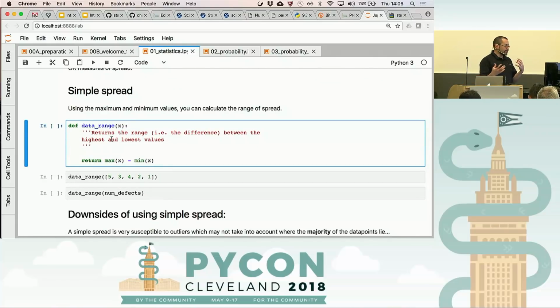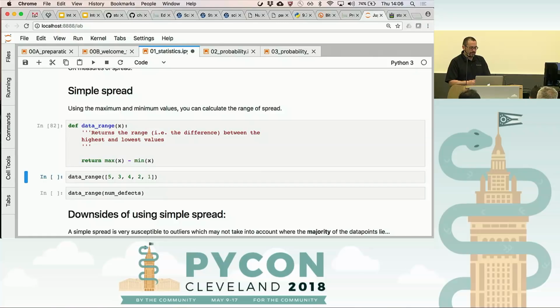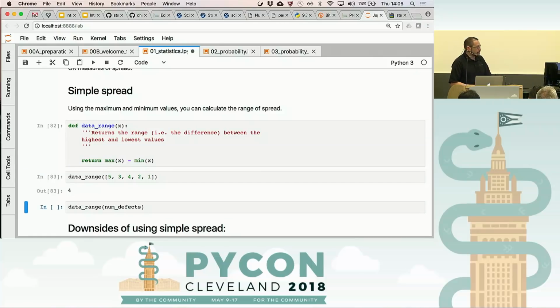A fast and dirty measure of spread is simply, let's look at the minimum, look at the max, and see how far apart they are, right? That's what this does. My data range function just says, what's the max, what's the min, and subtract one from the other. With my little data set, 5, 3, 4, 2, and 1, the smallest thing was a 1, the biggest thing was a 5, and the spread is 4 points.